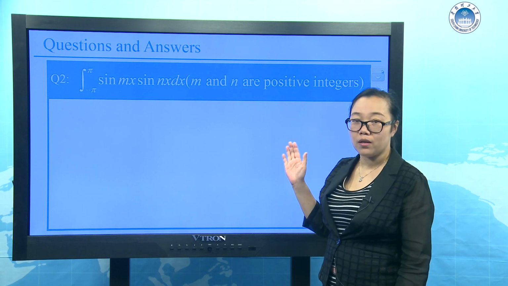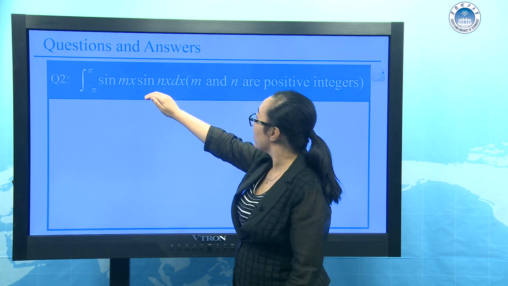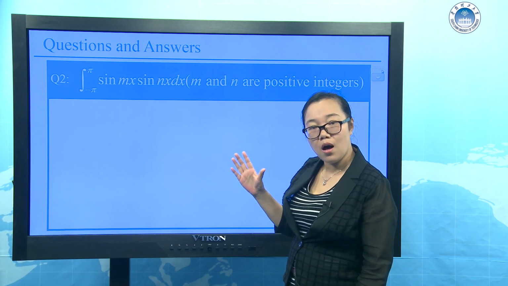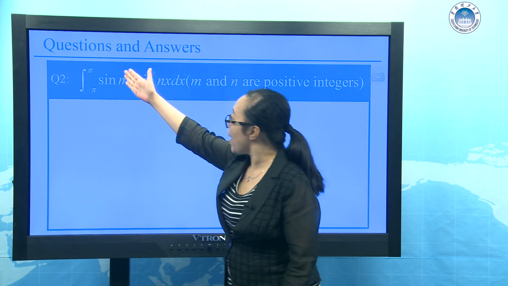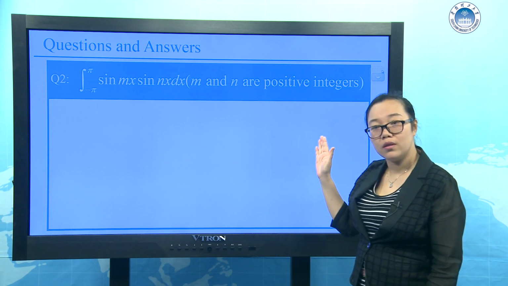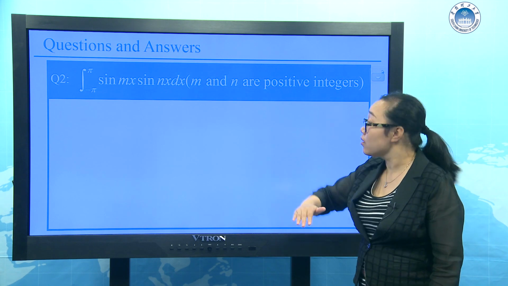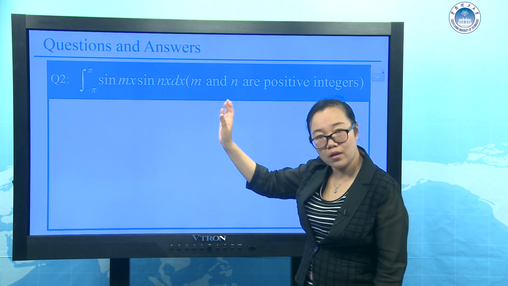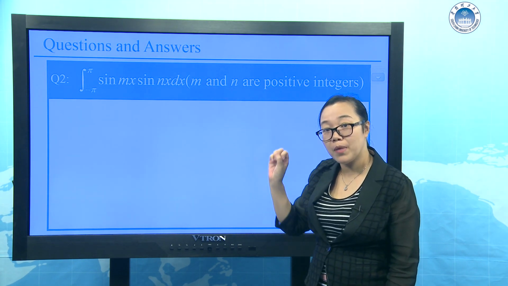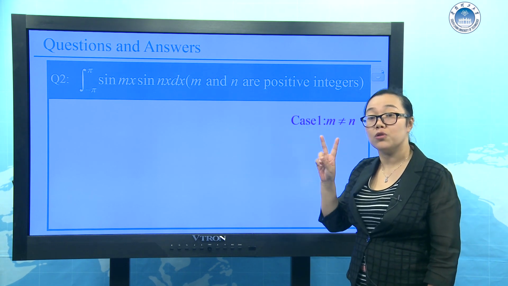Question 2: find the definite integral of sin mx times sin nx dx. Pay attention: in this question the upper limit and the lower limit are pi and minus pi, and m and n are positive integers. How to write it? Using the product identity. The integrand is rewritten with some constant, maybe half, maybe minus half, times some forms. So now we should discuss two cases.